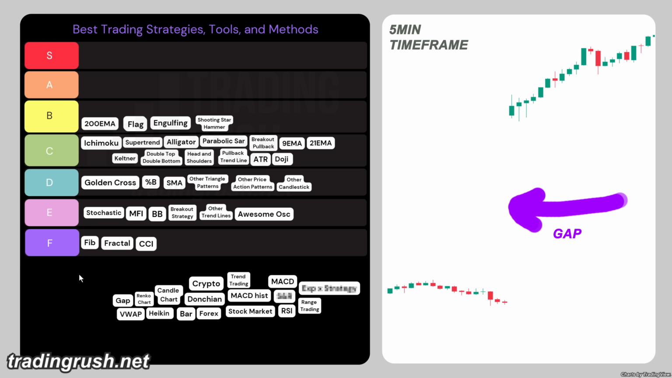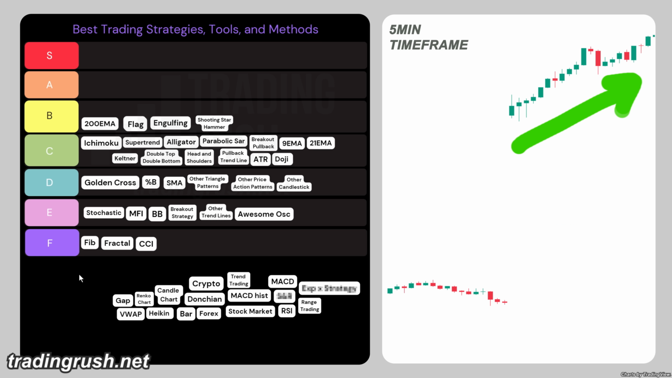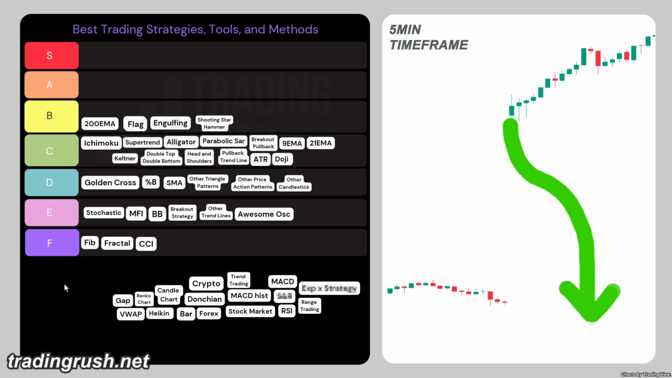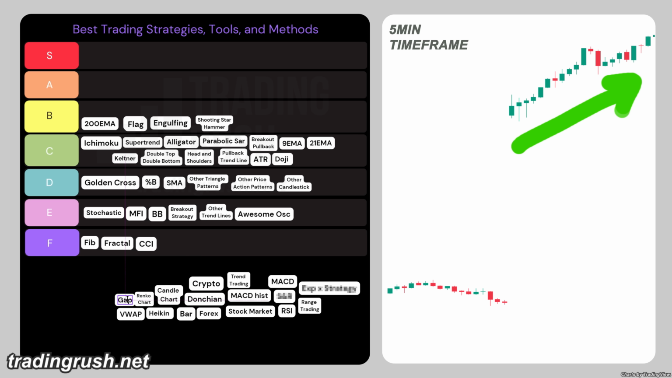The next one is the gap strategy. This is when you look for a big gap up or gap down in the stock market. After that, one can take trades in the gap open direction or in the gap fill direction, depending on where the price is showing signs of heading. I would add it to the B category.